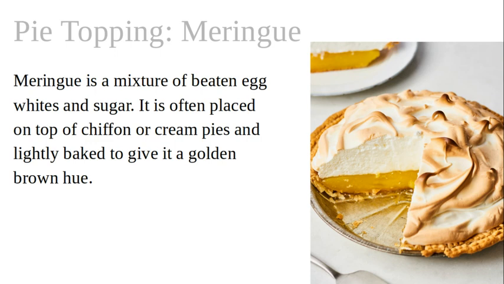So this is a pie topping that's really popular: meringue. We're going to talk about meringue in a couple weeks, but meringue is a mixture of beaten egg whites and sugar. There's lots of different ways that you can make it and lots of different ways that you can incorporate it into baking and pastry. A very simple way is you make the meringue and you just place it in dollops on top of different pies, and then you lightly bake it to give it that golden brown hue that you can see there.